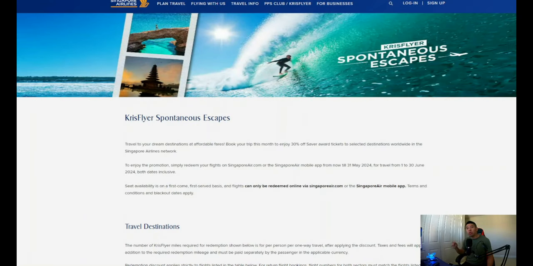For those of you who don't know what Spontaneous Escape is, this is basically Singapore Airlines' monthly promotion where you get 30% off Saver Award tickets to select destinations worldwide in their network. This is an award ticket, so you're using points, not cash. The restriction is you must complete your travel by the following month. Right now it's May, so your travel window is June 1st to June 30th. You only have until the end of May to book, and it's first come, first served, so you want to act fast. You have until May 31st to book your ticket and you can travel June 1st to June 30th. Let's take a look at the destination list.